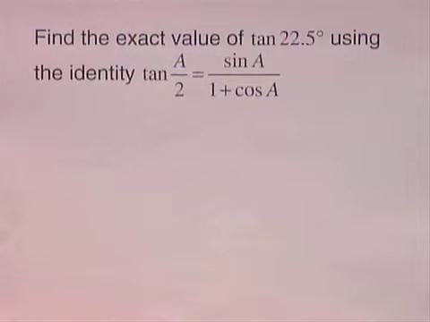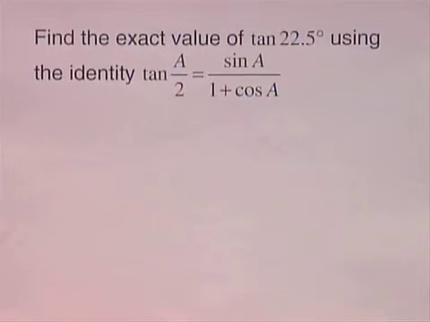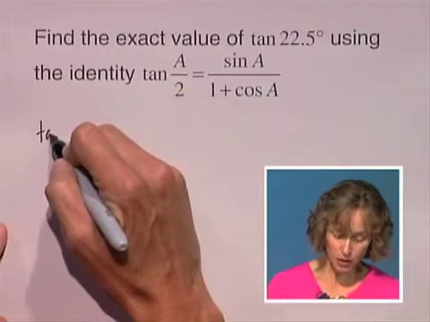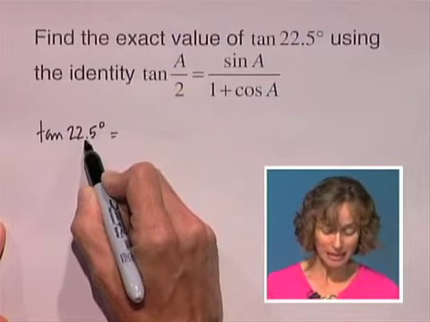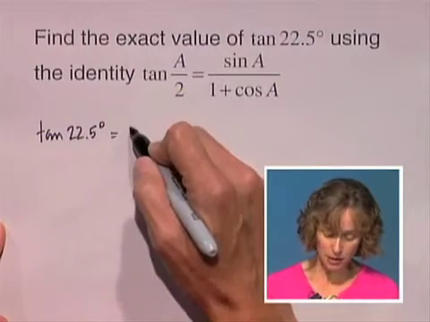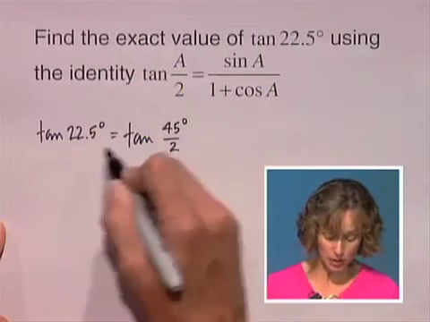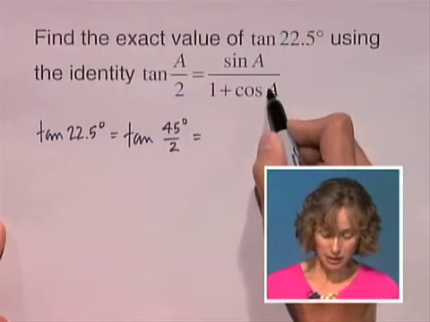Let's use a half angle identity. We want to find the exact value of the tangent of 22.5 degrees using the identity that tangent of an angle over 2, or half of an angle, is sine of that angle divided by 1 plus cosine of it. Well, if we're looking for the tangent of 22.5 degrees, 22.5 is exactly half of 45. To use this identity then, we'll find the tangent of 45 degrees over 2, which is the same as 22.5. Well, that means for A, in my identity, I can put 45.